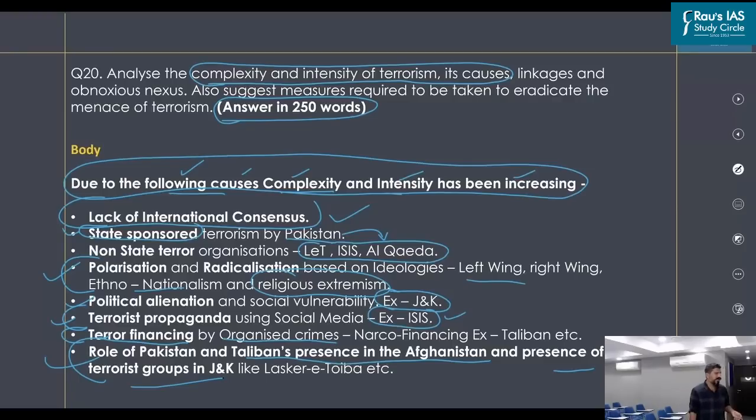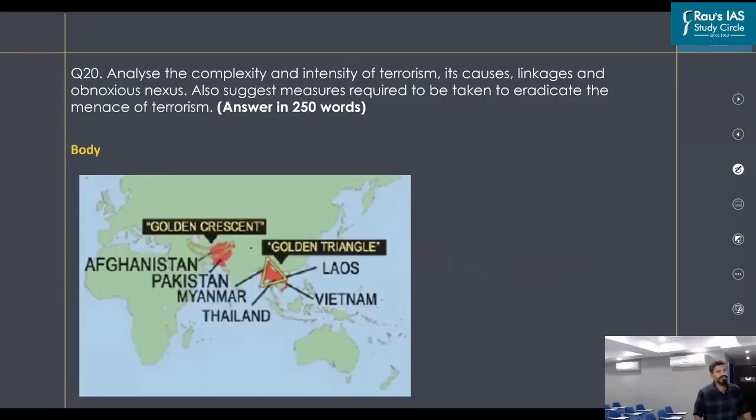What would be the next part of the answer? Next part would, of course, be drawing the geographical linkage with India's location. So you can draw a diagram here. You can show that India is vulnerable to the problem of terrorism because it is linked with organized crime, because of the presence of the Golden Crescent and Golden Triangle in India's vicinity.